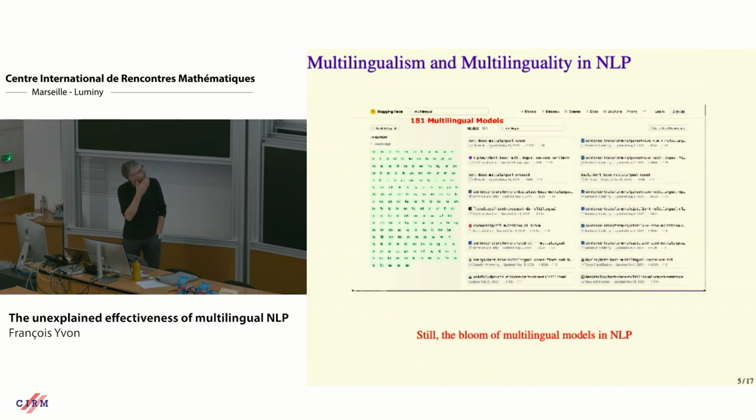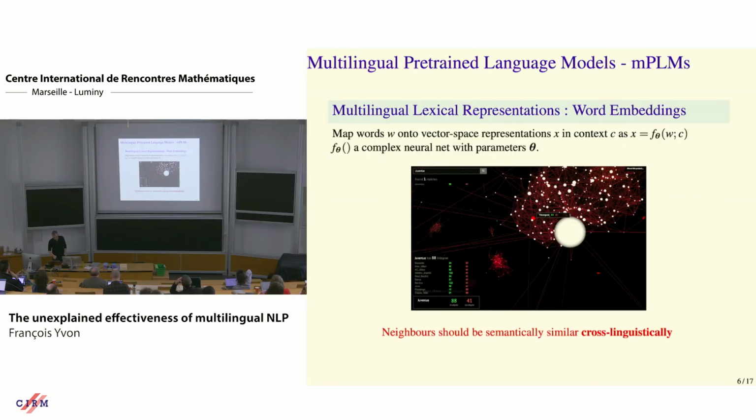Nevertheless, as you can see on this snapshot of what I find on the Hugging Face Hub, a lot of people have been trying to develop multilingual models in NLP, for the purpose of using the annotated data that we have for high resource languages to help the development of systems for low resource languages. So how is this done? How are these multilingual models learned?